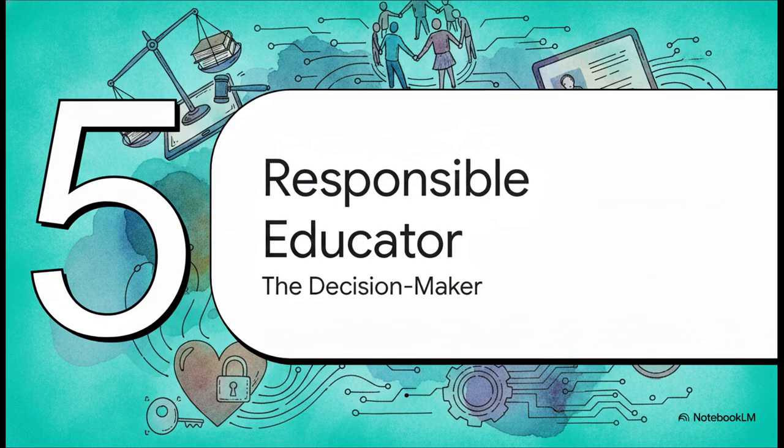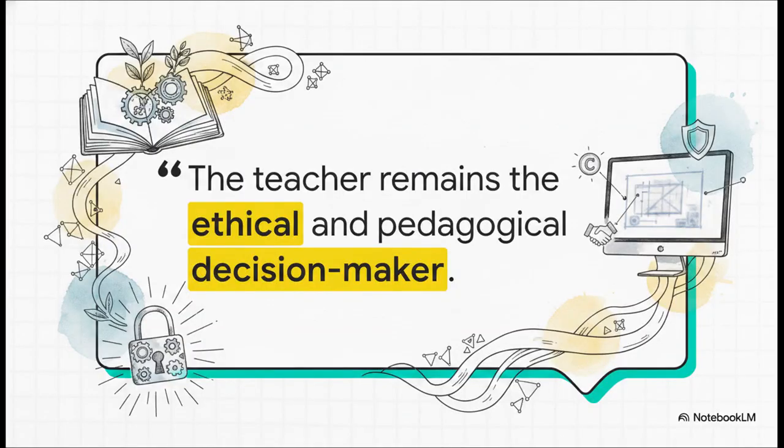Finally, we arrive at Section 5, the Responsible Educator, the Ultimate Decision Maker. Remember, technology itself doesn't magically make a classroom better. It's completely neutral. It is your professional judgment that protects learning, creativity, and trust. You are the one who ensures copyright is respected, academic honesty is upheld, and digital spaces remain safe. The teacher is, and always will be, the ultimate ethical and pedagogical decision maker.